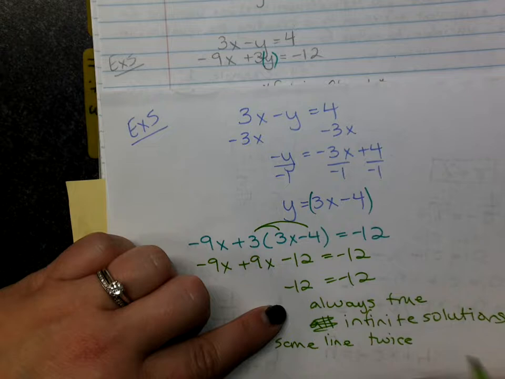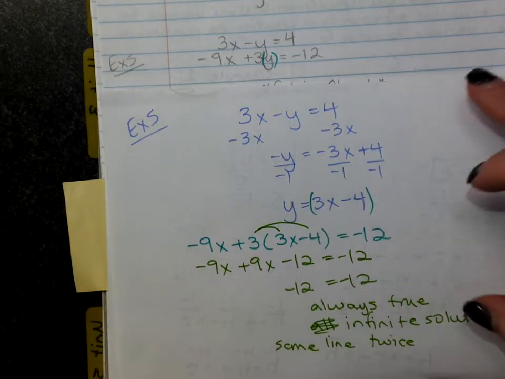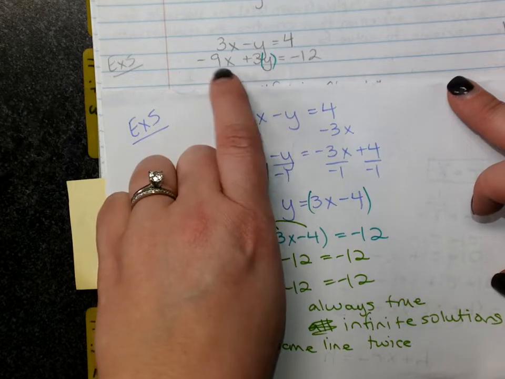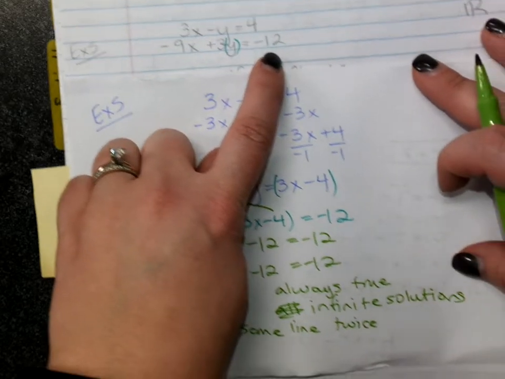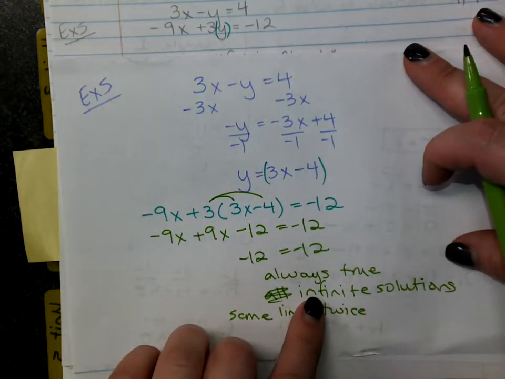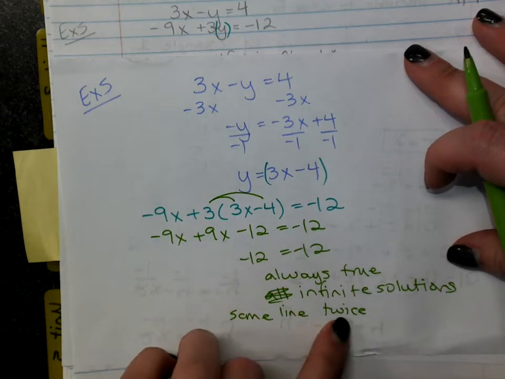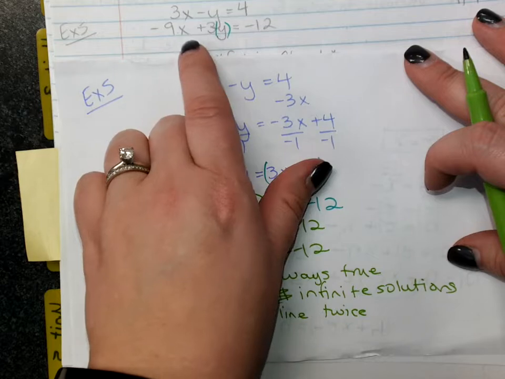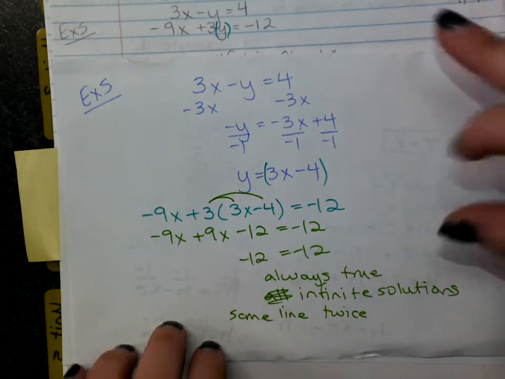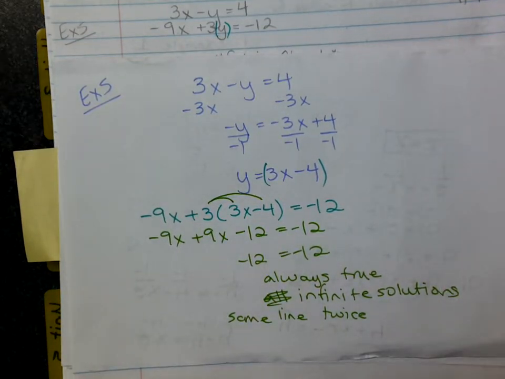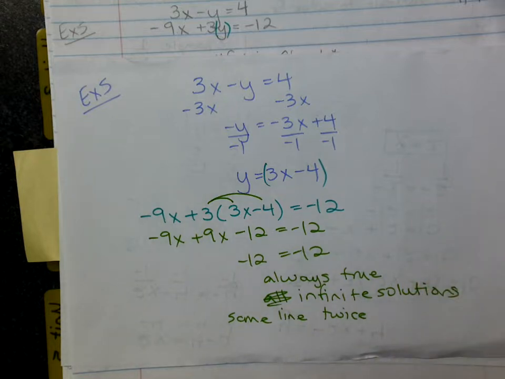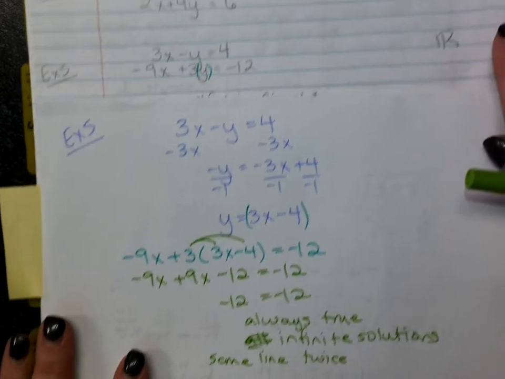It's not all real numbers, because that just means you can plug in anything. That's not true. It's that anything that works for the first equation will automatically work for the second equation. So this is when you have infinite solutions because you have the same line twice. So any xy coordinate pair that works here will automatically work there. Most of the time you're going to get an xy pair that's a solution. Every now and then you'll get no solution, and every now and then you'll get all real numbers.